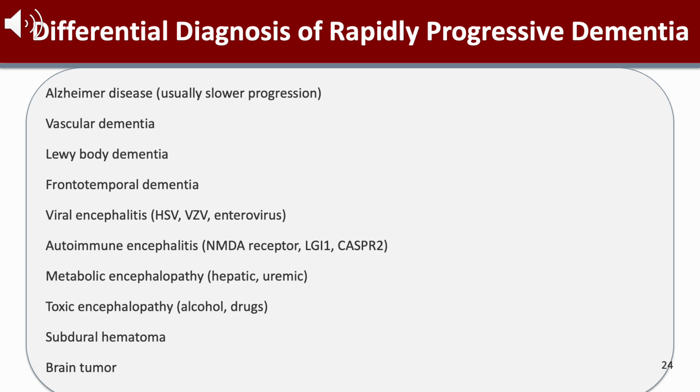Autoimmune encephalitis, including NMDA receptor encephalitis, is an increasingly recognized cause of rapidly progressive cognitive decline. Metabolic encephalopathies from hepatic or renal failure, toxic encephalopathies from alcohol or drugs, subdural hematoma, and brain tumors must all be considered in the differential diagnosis. The clinical presentation, imaging findings, and CSF analysis help to distinguish prion disease from these other conditions.